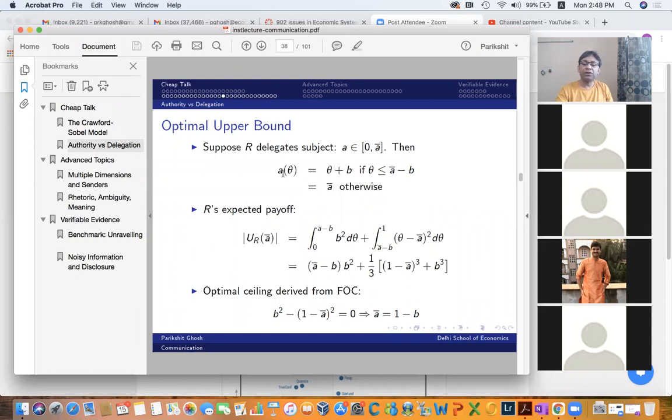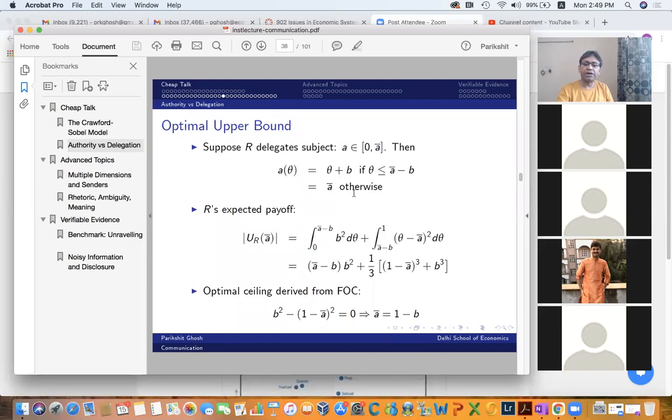So then what will the sender's choice be? For every theta, the action will be theta plus b, as long as theta plus b is less than the cap, right? Then the sender just chooses what he ideally wants to do. If theta plus b is greater than the cap, then the sender will want to choose an action as close as possible to his ideal point, which will be the cap itself, a bar, right? So it's a step function.